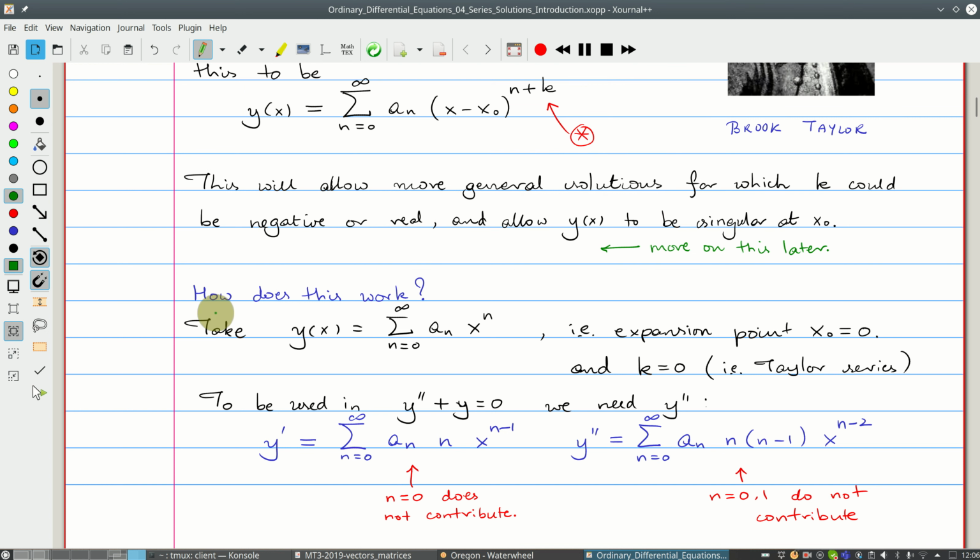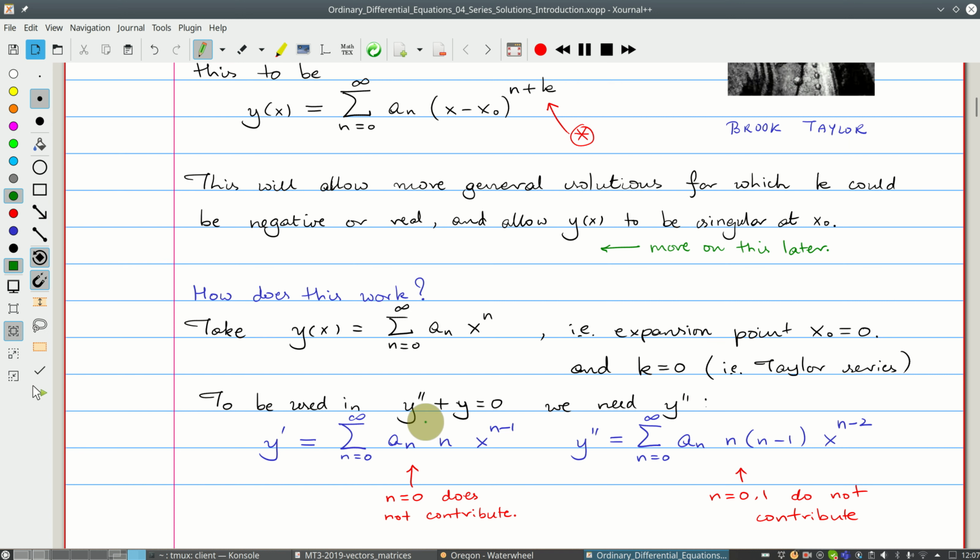So how does this work? Well, here's the idea. You take your ansatz, so y is now a series, a Taylor expansion, the sum from n equals 0 to infinity of a_n x to the n. What I've done here is choose my expansion point x naught to be 0, so there's no x naught in here. And I've chosen a Taylor expansion, which means this k in the Frobenius solution is set to 0.